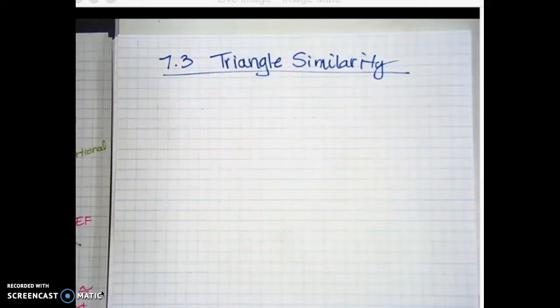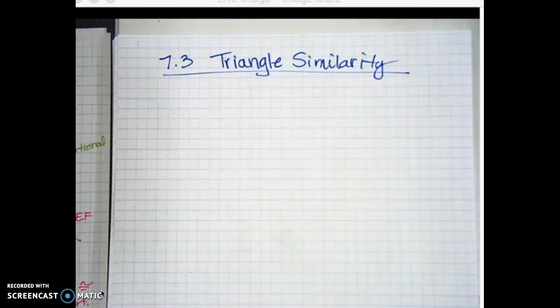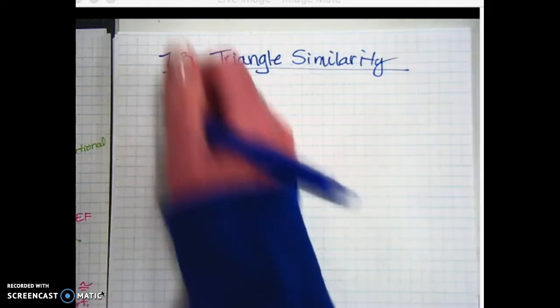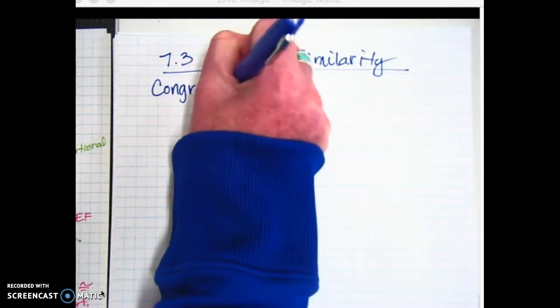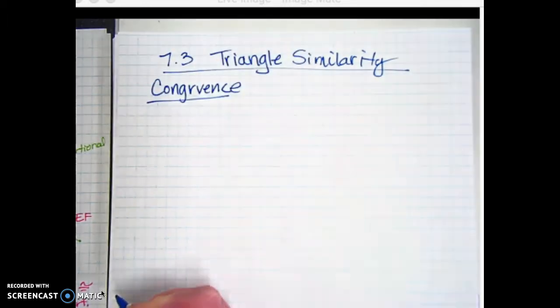Section 7.3 is called Triangle Similarity. If you remember from last semester, we did a section on triangle congruence, right? We had to compare two triangles, and if they had a certain number of sides congruent or a certain combination of angles and sides congruent, then they met what we call congruence. Okay? There were 5 of them.